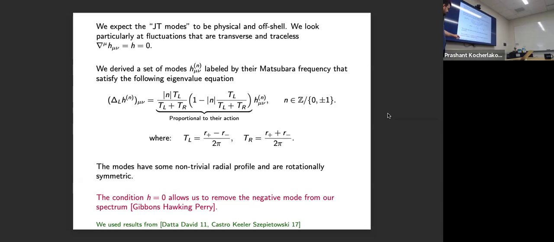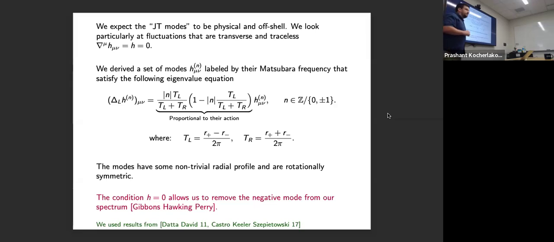And let me say that to find them we use some previous results by Datta and David and Castro, Keeler and Szepietowski. Something important about these eigenvalues is that if you go near the extremal limit, then this left moving temperature is small. Then this term is negligible, and so here you can replace it by one. And here you have an overall factor of T_L, which means that these are modes whose eigenvalues vanish as you lower the temperature.